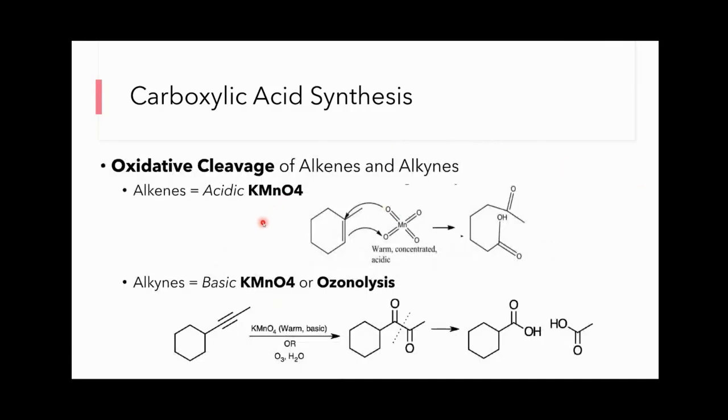Another way you can do this, kind of like OCHEM 1 review, is KMnO4, where you cleave alkenes. You can also cleave alkynes with basic conditions. So with alkenes, it has to be acidic. With alkynes, it has to be basic. You can also do an ozonolysis with alkynes, and they will both give you carboxylic acids.